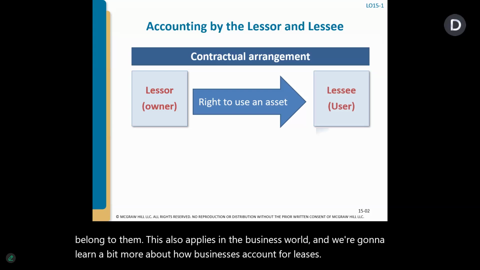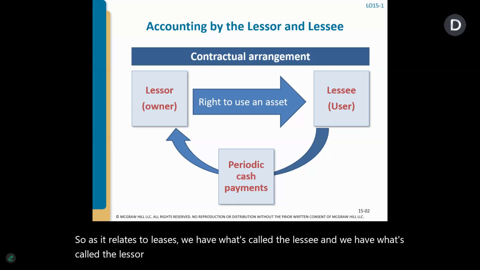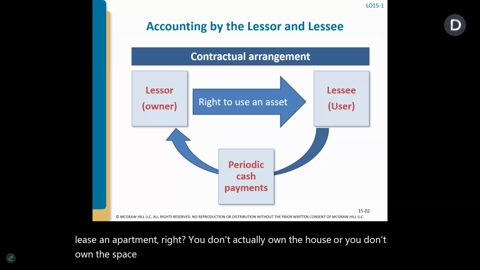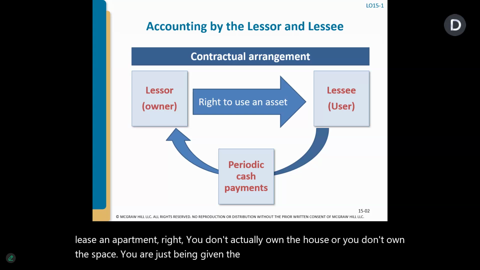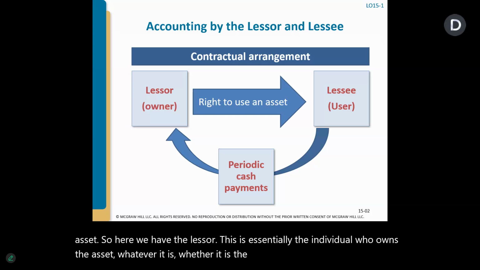So as it relates to leases, we have what's called the lessee and we have what's called the lessor. Another example in our practical everyday life is maybe you've leased an apartment, right? You don't actually own the house, or you don't own the space. You are just being given the privilege, the right to use the asset. So here we have the lessor. This is essentially the individual who owns the asset, whatever it is, whether it is the vehicle, the apartment, etc.